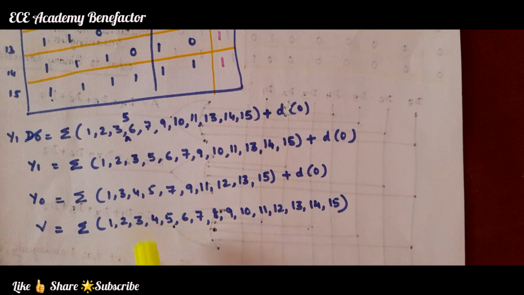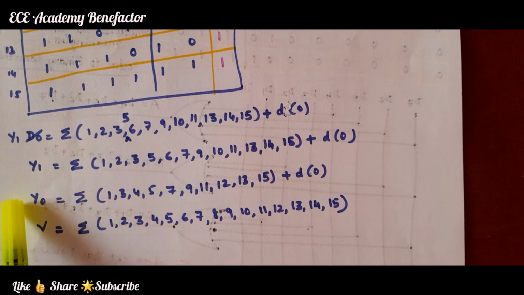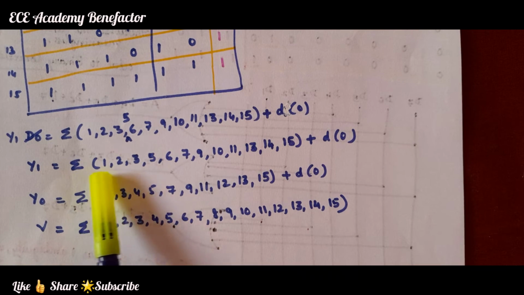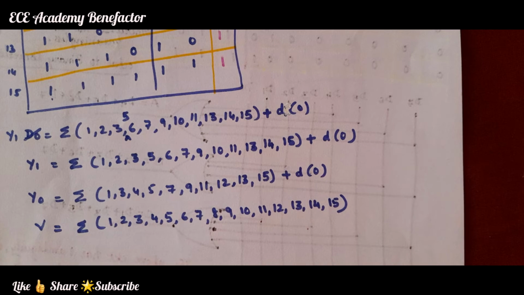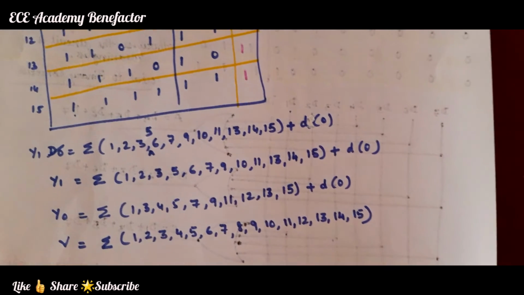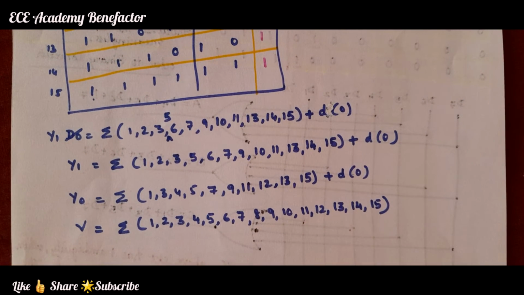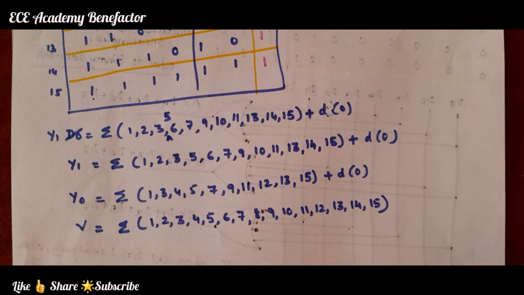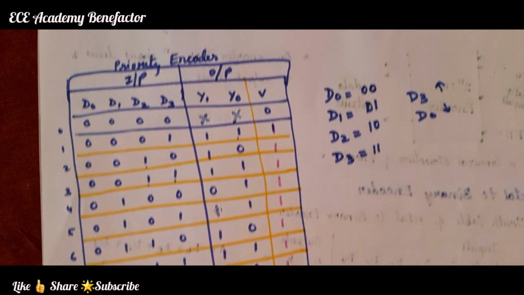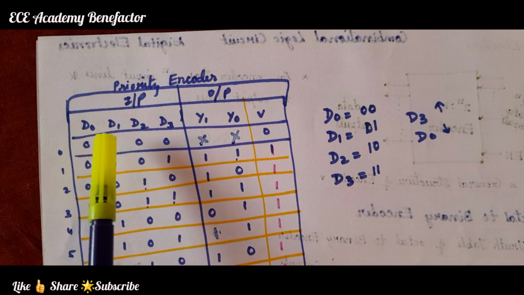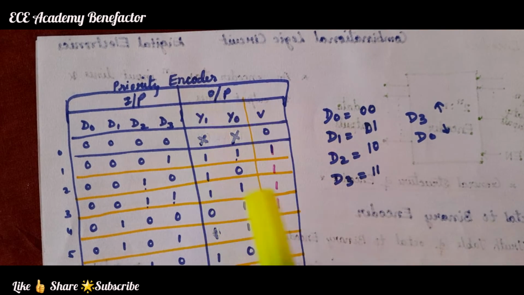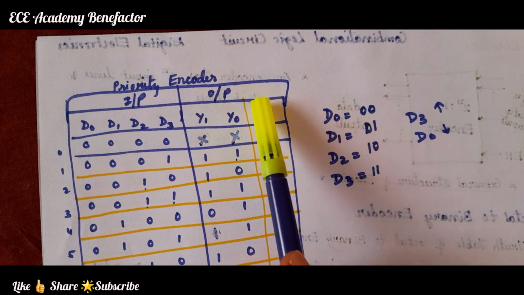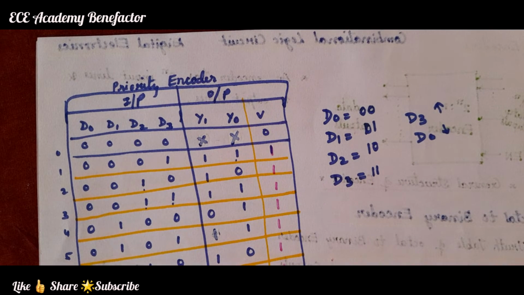Next step, after the truth table we have written the Boolean expressions. Now, based on this list of minterms and don't cares, we will simplify the K-map. How many variable K-map do we need to take? We need a 4 variable K-map because the inputs are D0, D1, D2, D3. The first K-map will be for Y1, another for Y0 and the third for valid output.